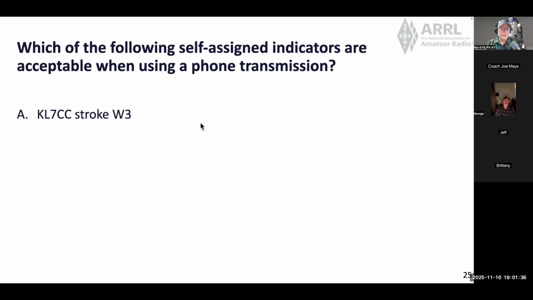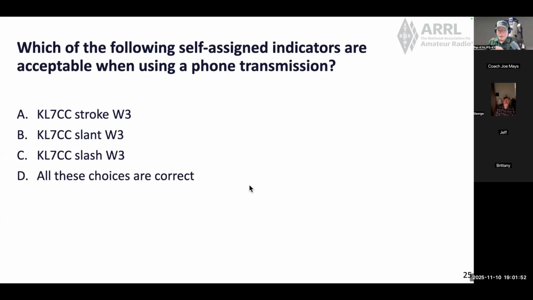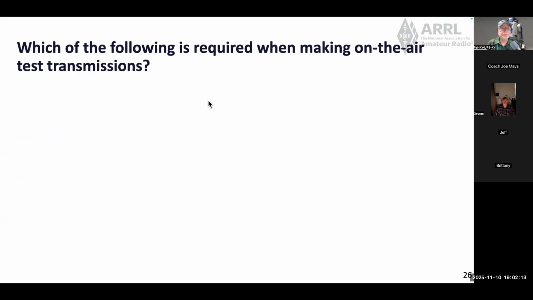KL7CC stroke W3, KL7CC slant W3, Kilo Lima 7 Charlie Charlie slash Whiskey 3, or all these choices are correct? I would say C. All these choices are correct. It's going to be D. All the choices are correct. You can use stroke, slant, or slash in your identification there. Just whatever word's easier for you to say. So all the choices would be correct.